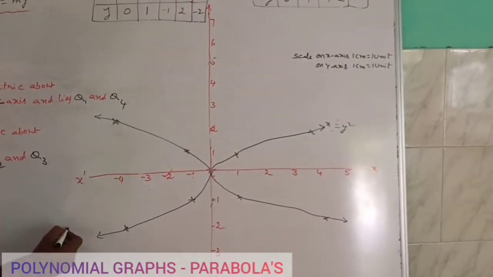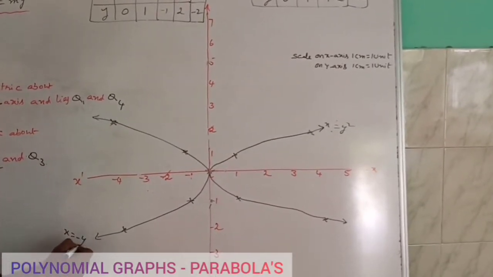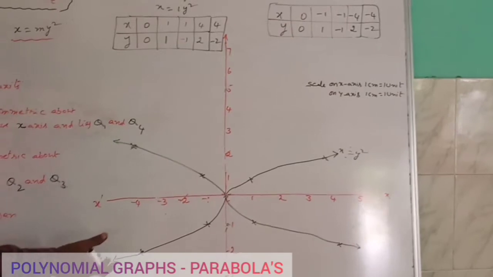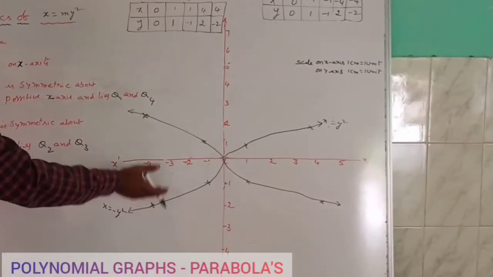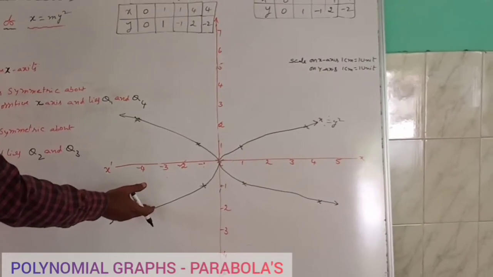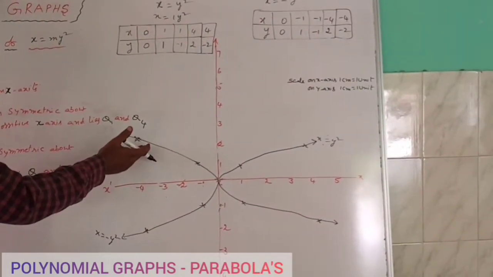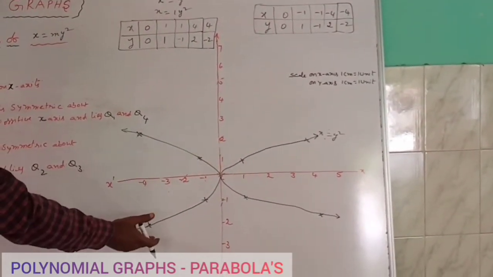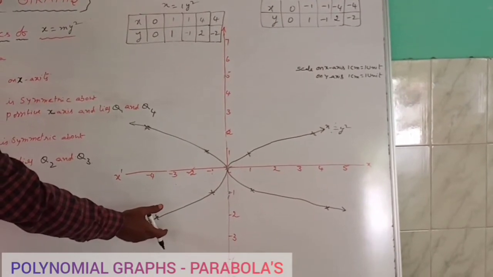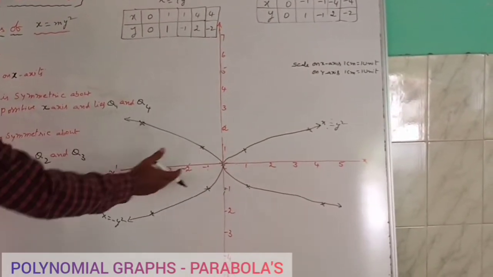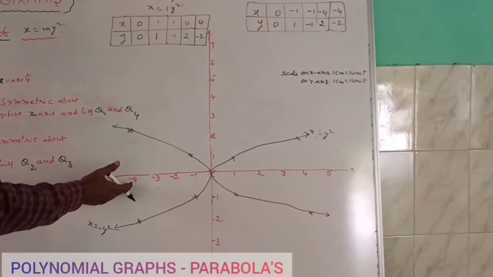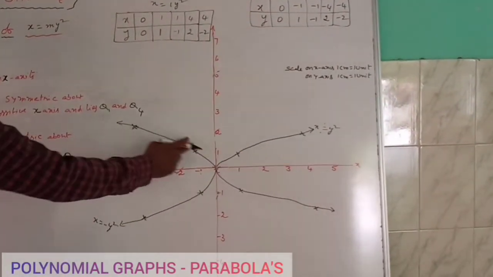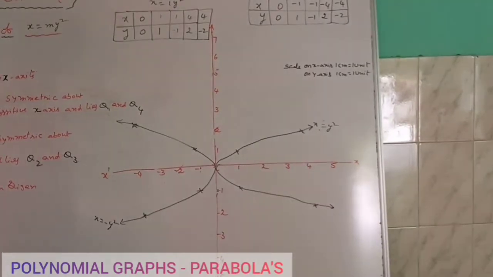What is this? x equal to minus y square. It is y equal to √mx, x equal to √my square. M is negative, so it lies in coordinate 2 and coordinate 3. It is symmetric about the negative x-axis. It also passes through the origin.